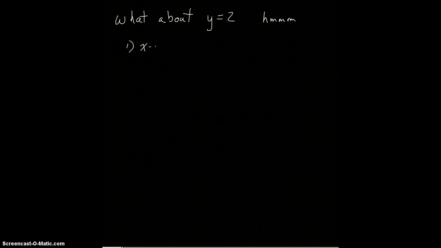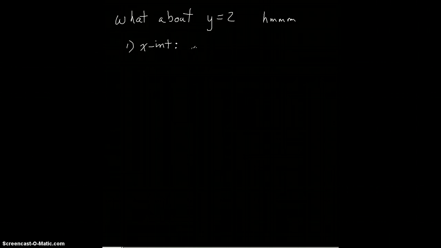So what about something that looks like y equals 2? That's a nice equation. It's linear. I'm supposed to let y equal 0, aren't I? So let's check this. Let's find out what the x-intercept is.